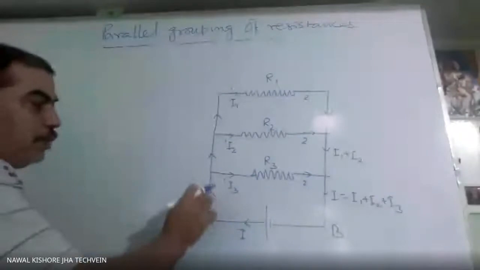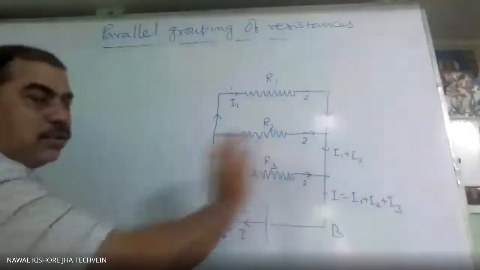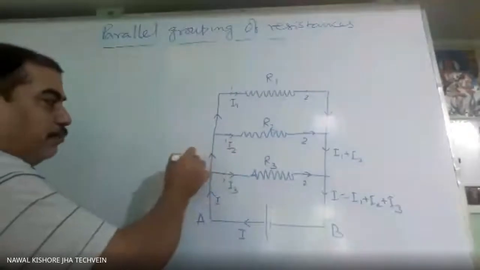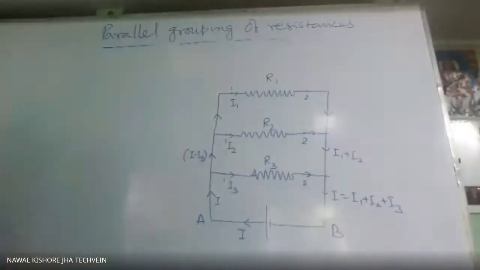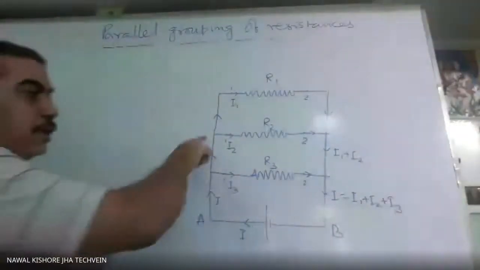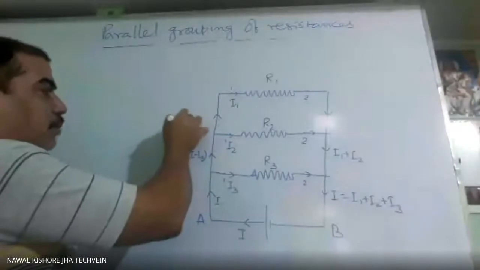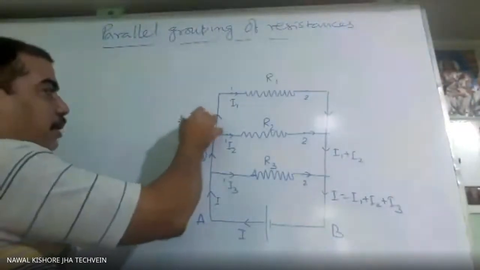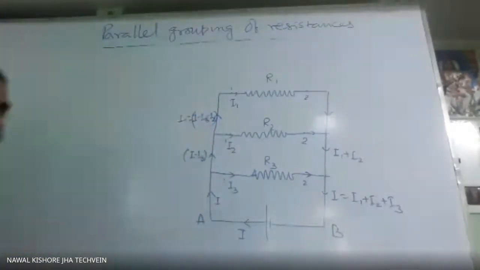From this side, if you are going, then what will be? From this current I, I3 has gone that side. That means how much is it here? I minus I3. Out of this, I2 has gone this side. So this I1 will be I minus I3 minus I2. That is I1.